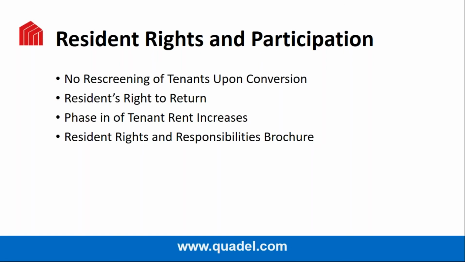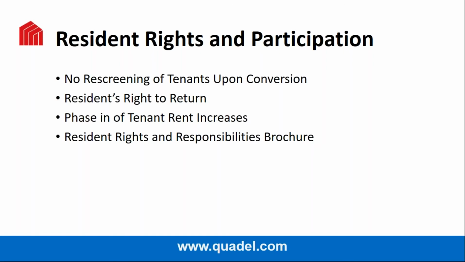Phase-in of tenant rent increases, we haven't yet discussed this, but if a tenant's monthly rent increases by more than the greater of 10% or $25 purely as the result of RAD conversion, then the rent increase will be phased in over either a 3 or a 5-year period. The PHA or owner must create a policy setting the length of the phase-in period at 3 years or 5 years, or maybe a combination of both, depending on the circumstances of their RAD deal.